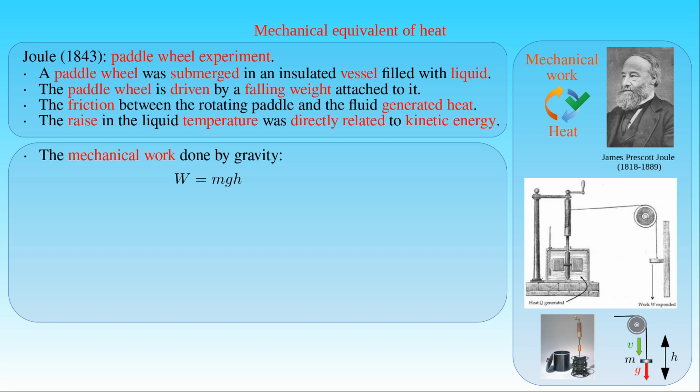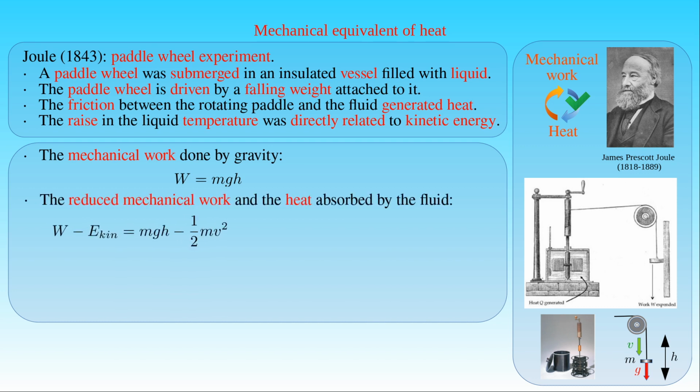Then the heat generated in the fluid is given by the mechanical work W minus the kinetic energy E_kin of the weight. If we substitute the work W and the explicit expression of the kinetic energy into the reduced work, we obtain m times g times h, minus 1/2 times m times the square of its velocity v. Here we can factor out the mass m and we have m times the difference of g times h and v squared over 2.